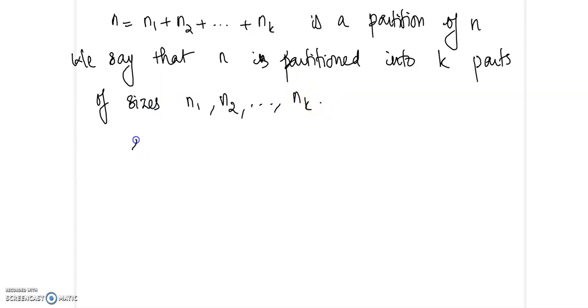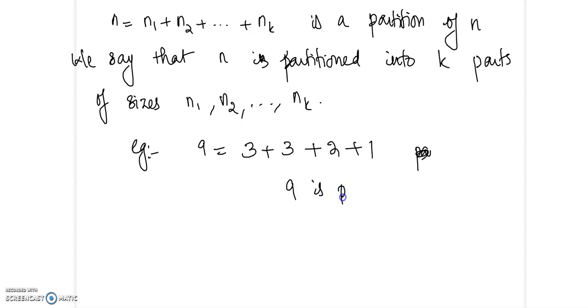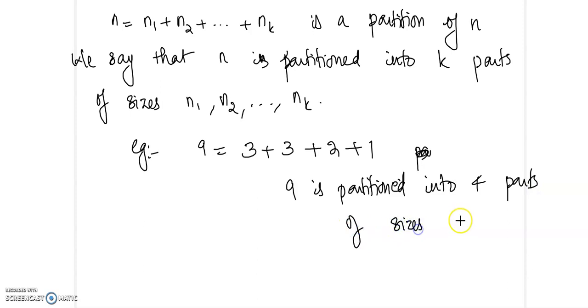nk. So for example, if you have 9 equal to 3 plus 3 plus 2 plus 1. So here this is a partition. So 9 is partitioned into 4 parts of sizes. So here sizes will be 3, 3, 2, 1 respectively.